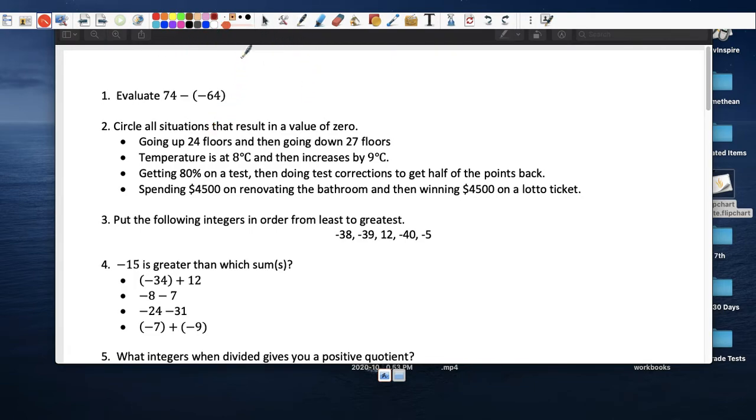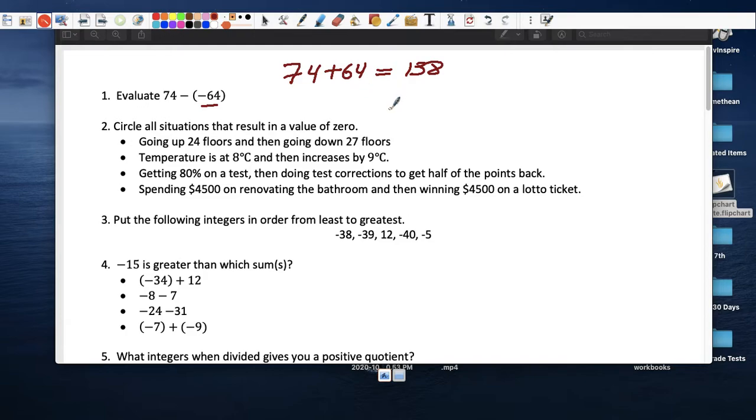Now, there's so many ways of doing this, but one way is to change it to an addition problem. So what we have here, we end up having 74 plus 64, and our answer would be 138, right? We keep the first addend, the subtraction becomes addition, and the opposite of negative 64 becomes 64.